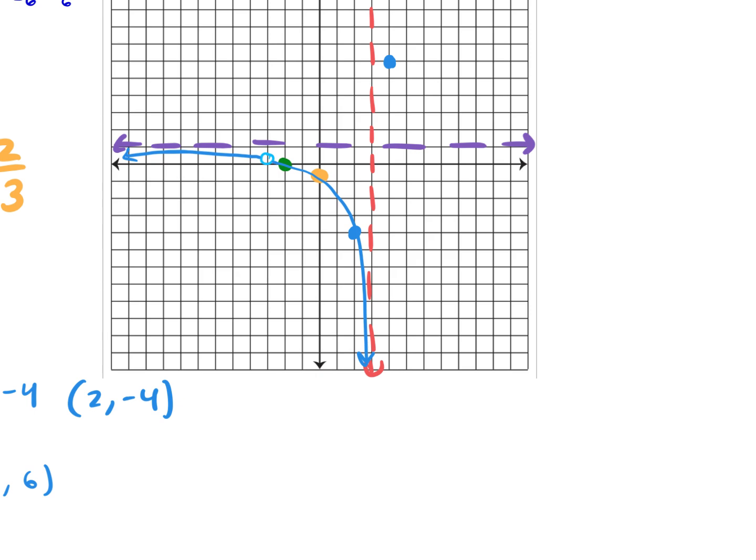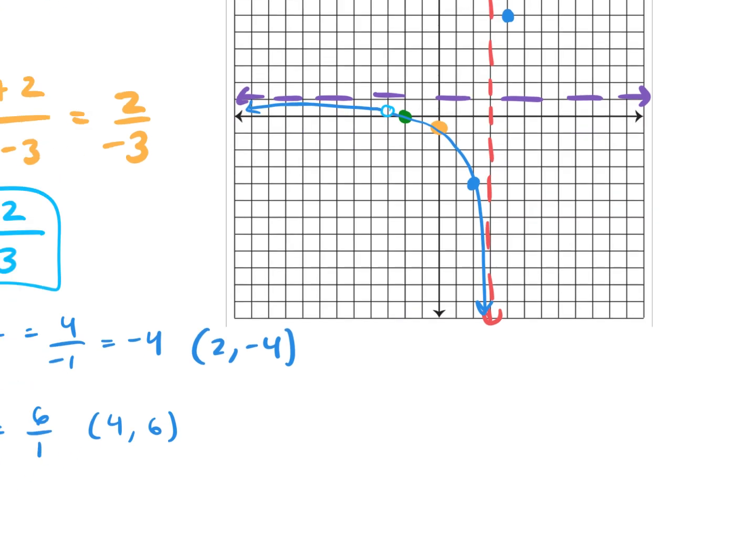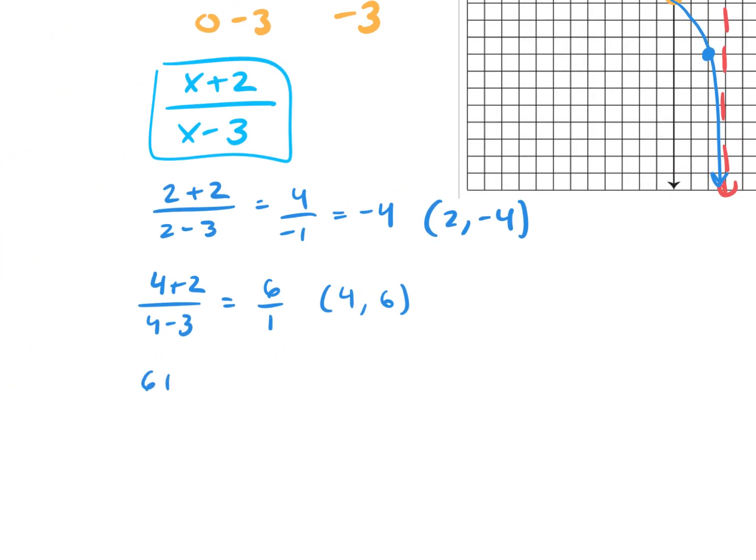But just to make it a little bit more accurate, let's plug in another point too. So I plugged in 4. I'm going to plug in 6 just to kind of spread it out a little bit so our points aren't just right on top of each other. So let's plug in 6. We have 6 plus 2 over 6 minus 3. So this would be 8 over 3. So I plugged in 6 and got 8 over 3. 8 over 3 is going to be close to 3.